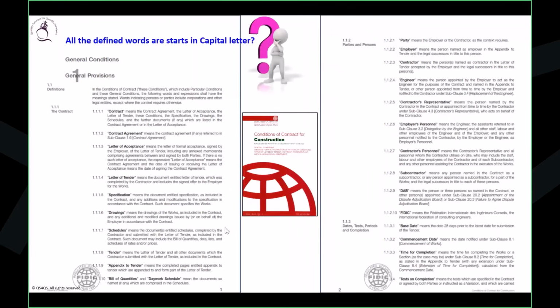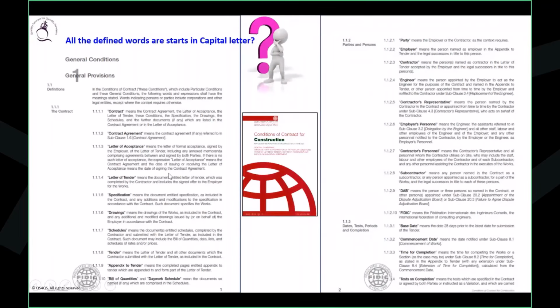They are defined. Let's say, what do you mean by Employer? It's defined. Who is the Contractor? Who is the Engineer? See the defined terms. All of them start with a capital letter. So, the capital letters in the contract documents are defined terms. Now look at this wording in the sub clause itself, like Letter of Acceptance, Letter of Tender, with capital letters repeating. Likewise, any term you see with a capital letter is mostly a defined term.